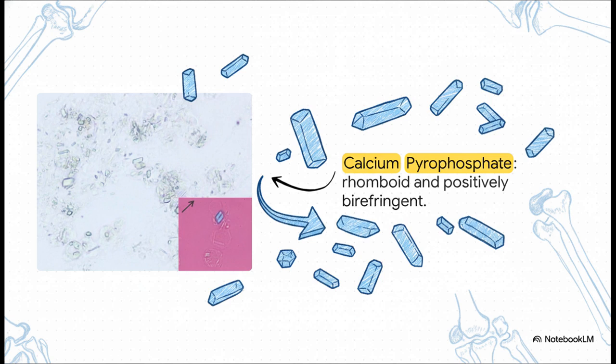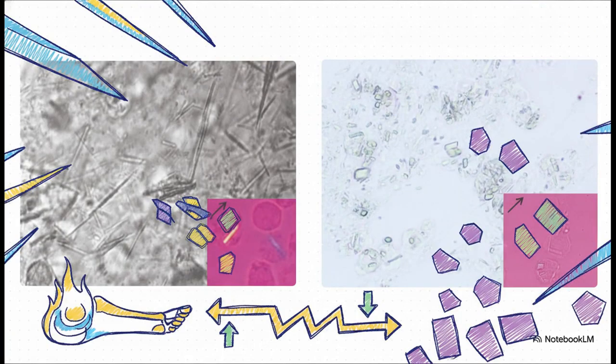When you see these blunt rhomboid shapes, you've hit the nail on the head for pseudogout, formerly known as calcium pyrophosphate deposition disease. This visual dichotomy is an absolute must-know. You have the sharp, negatively birefringent needles of gout on one hand, and the blunt, positively birefringent rhomboids of pseudogout on the other. Identifying these precisely doesn't just give you a satisfying diagnosis, it actually dictates an entirely different long-term management strategy for your patient. It's a real game changer.